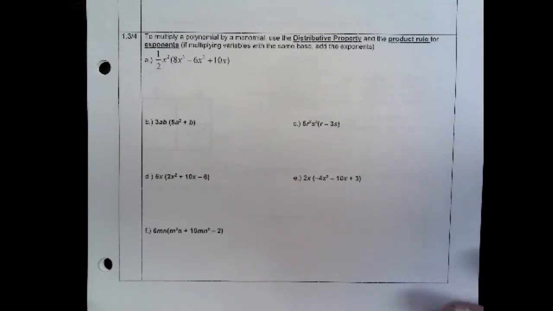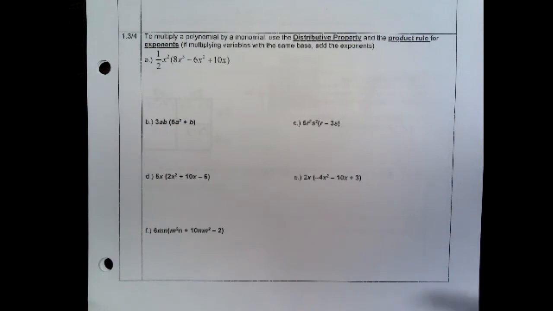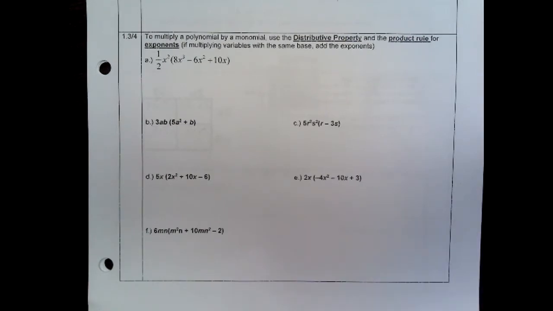Good morning. This is Apex version, Algebra 1, sections 3 and 4 of semester 2. So we're going to talk about multiplying polynomials by monomials to start.